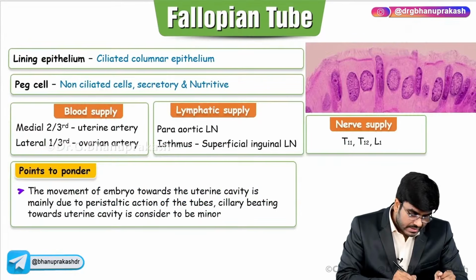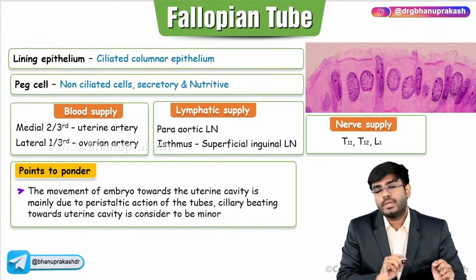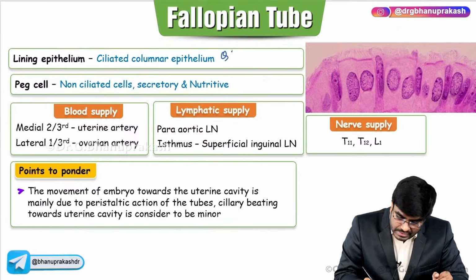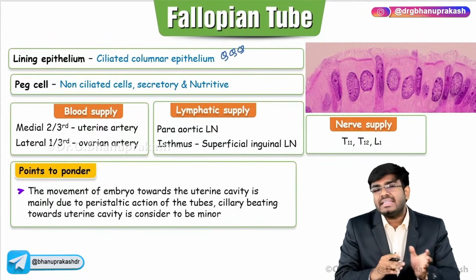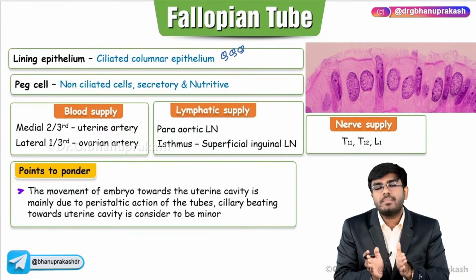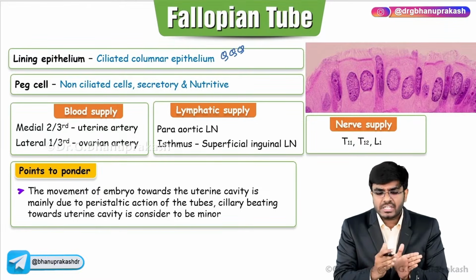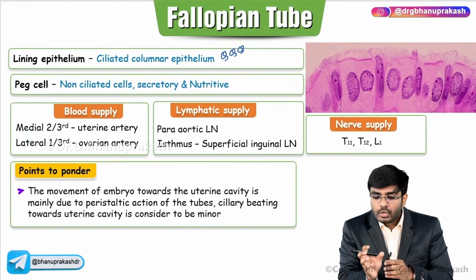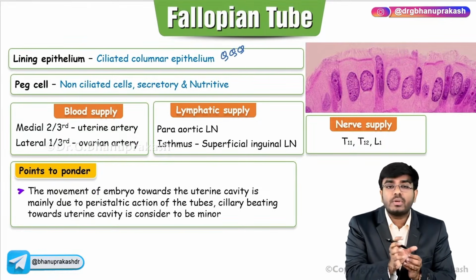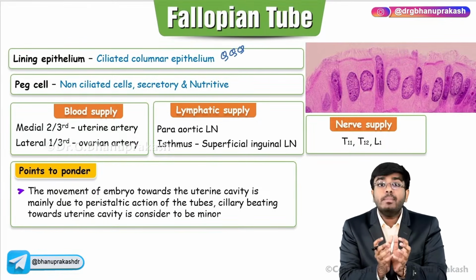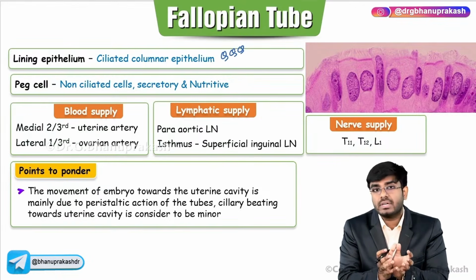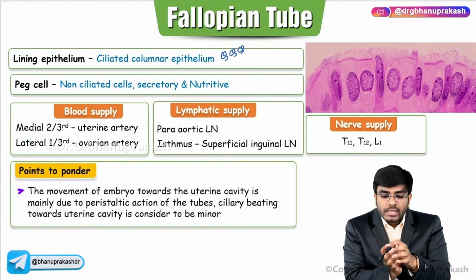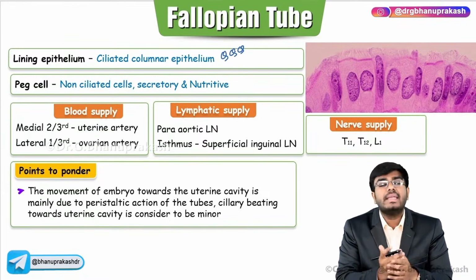After this, let's see some important cells in the fallopian tube, and what the lining of the fallopian tube is. The lining epithelium is a ciliated columnar epithelium. Why is it a ciliated columnar epithelium? It has ciliary action or ciliary beating to move the ovum from the fallopian tube into the uterine cavity, or to move the embryo, if the ovum is fertilized, into the uterine cavity. You need to have ciliary action.